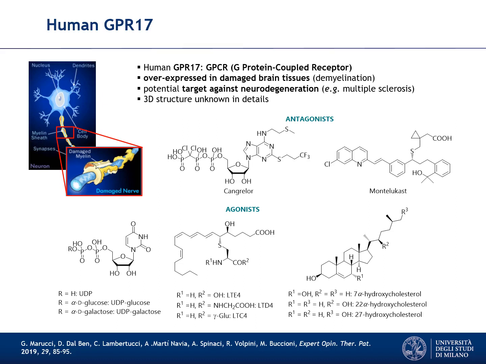The research I'm going to present focuses on the human GPR17 receptor, which is a G-protein coupled receptor usually overexpressed in damaged brain tissues. As a result, it is a potential target for the treatment of diseases caused by neurodegeneration, such as multiple sclerosis. Both agonists and antagonists with different structures are well known, and some examples are represented here. It is very important to know that many of these molecules have a nucleotide structure.